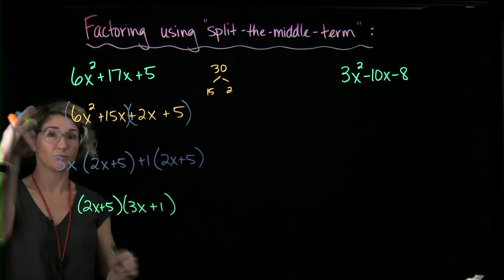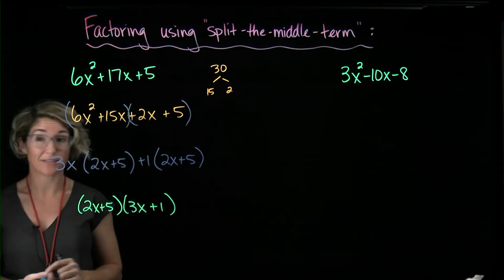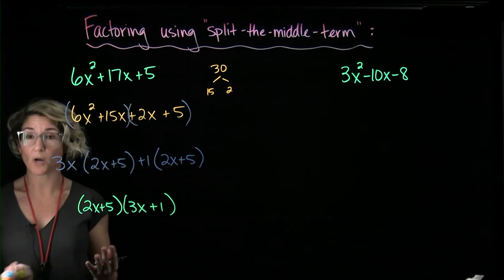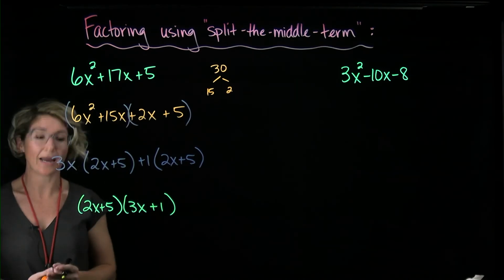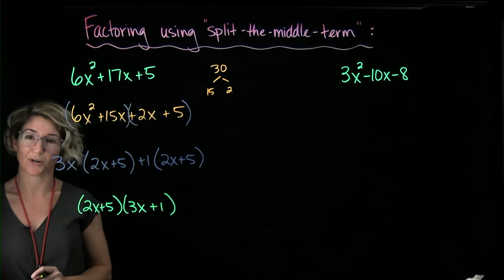This is the factored version of 6x squared plus 17x plus 5. You can always double check by distributing or FOILing it out. You should always end up getting what you started with.